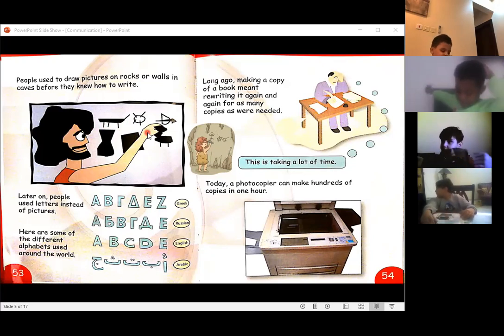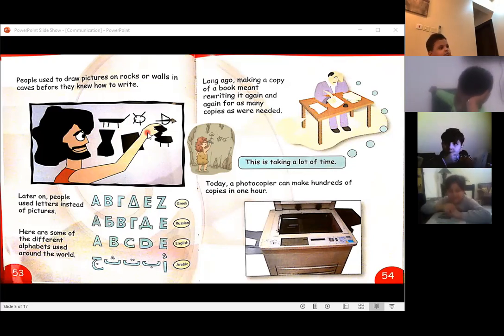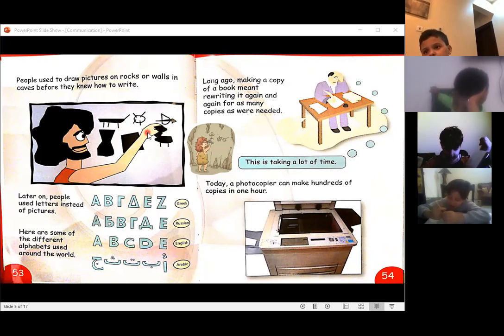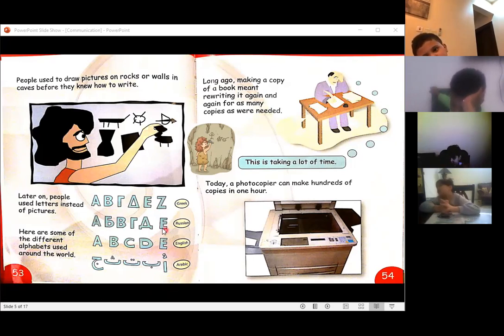At a later time, people used alphabets. The letter means alphabet, as you see here in the picture. This is how they write alphabet rather than the images. So they don't use the images anymore, they don't draw the images anymore. They started to write the letters.